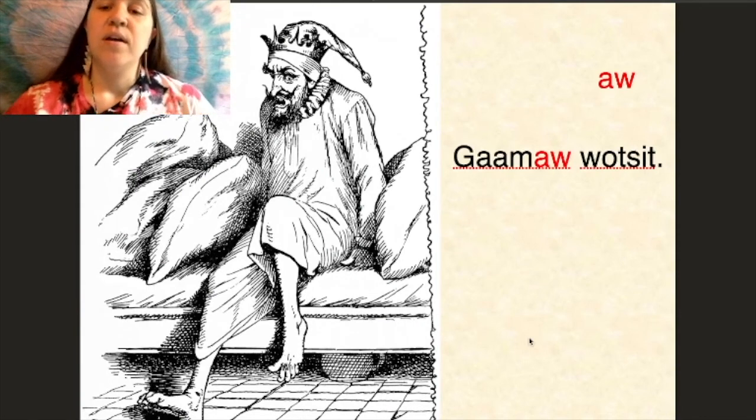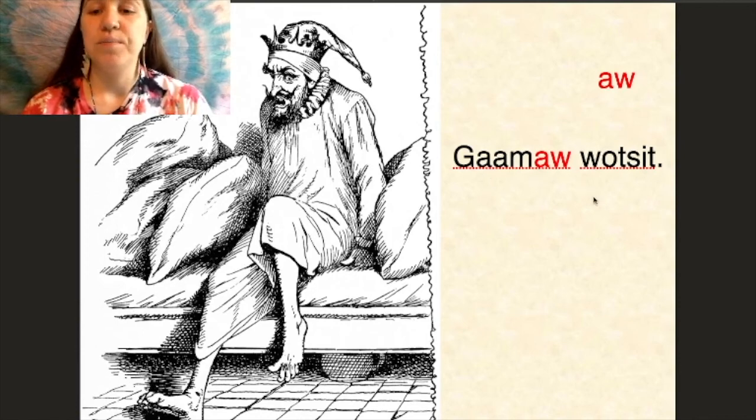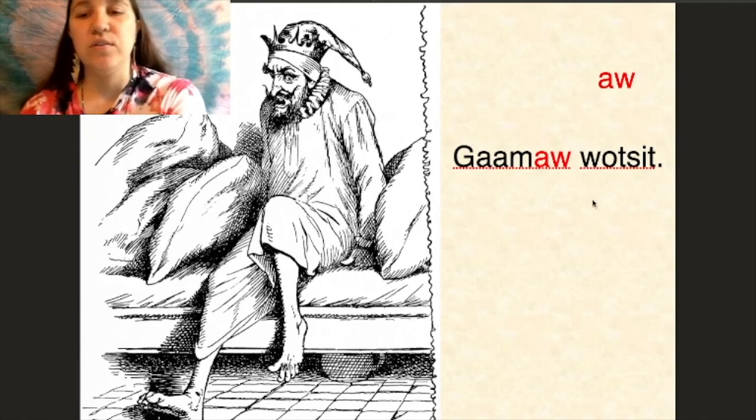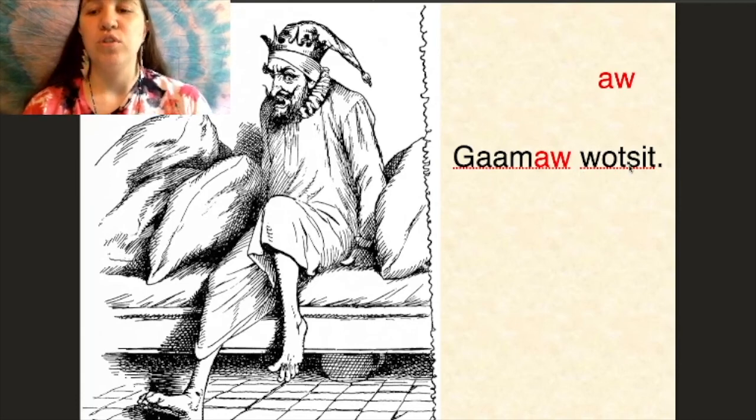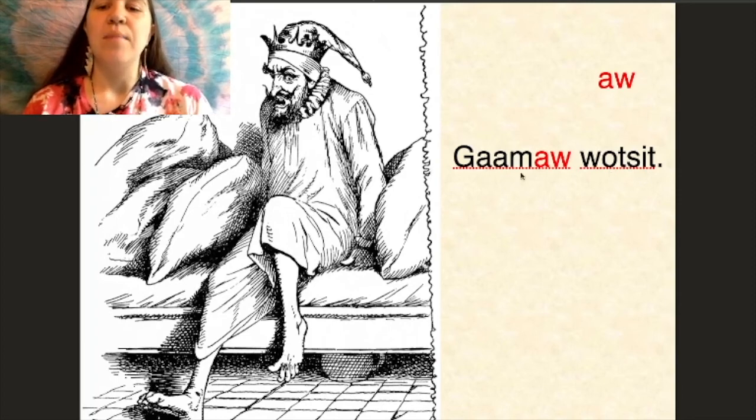And this one, ga mao wotsit. And that is translating to he got up from the bed. So ga ma is the word for bed, and wotsit is for like getting up. Ga mao wotsit.